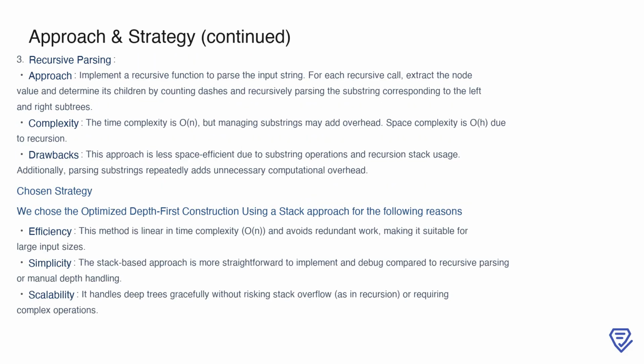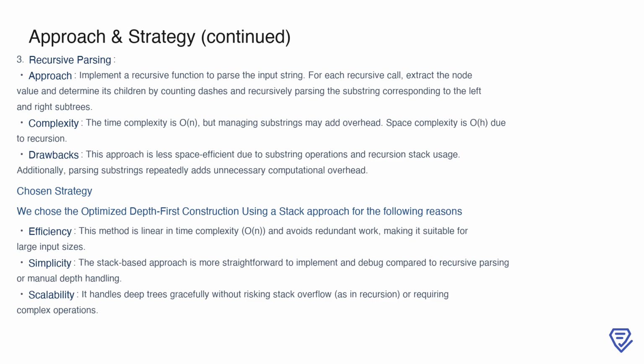We also evaluated a recursive parsing approach. In this method, a recursive function was used to process the input string. For each recursive call, the function extracted the current node's value and determined its children by counting dashes and parsing the corresponding substrings for the left and right subtrees. While this approach offered a logical structure, it had several drawbacks.